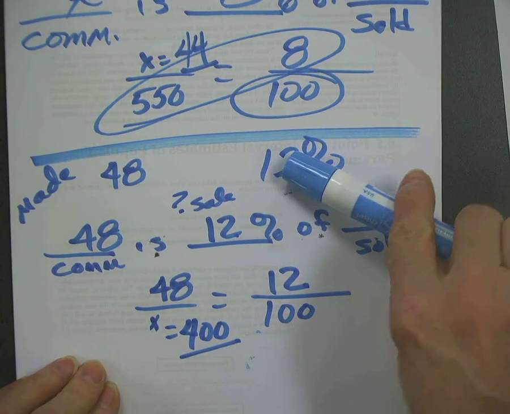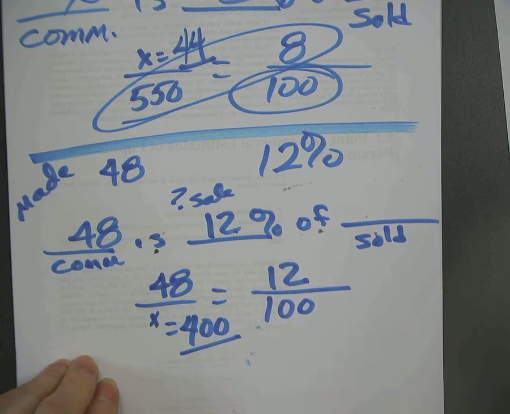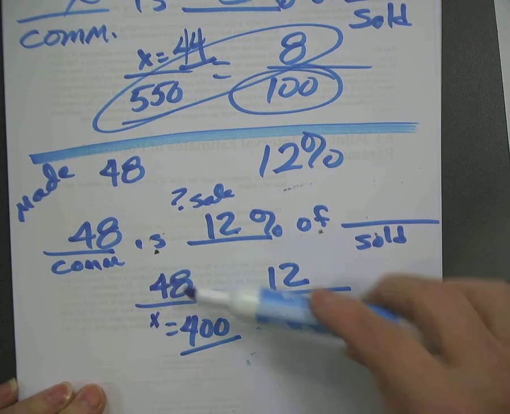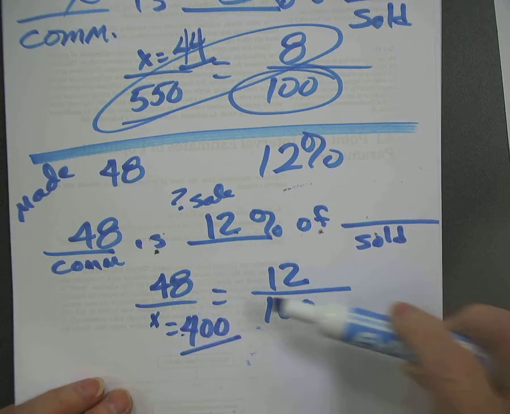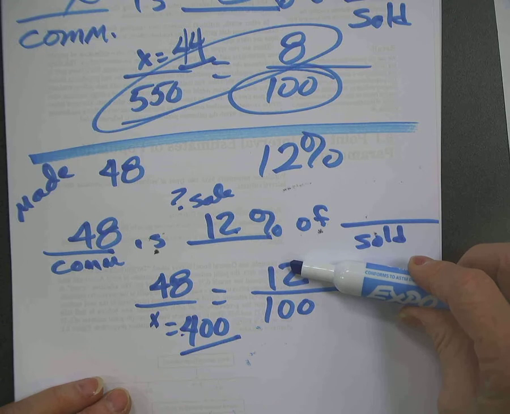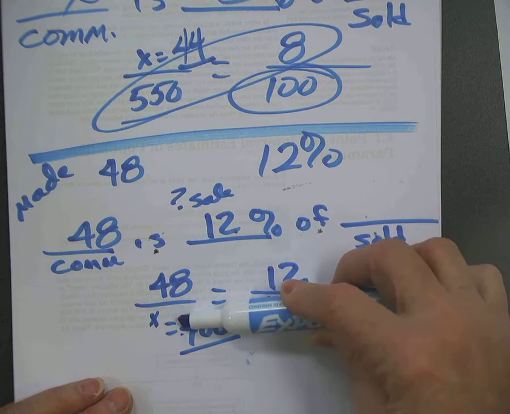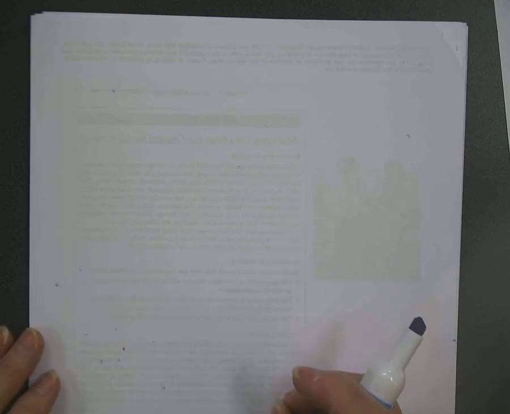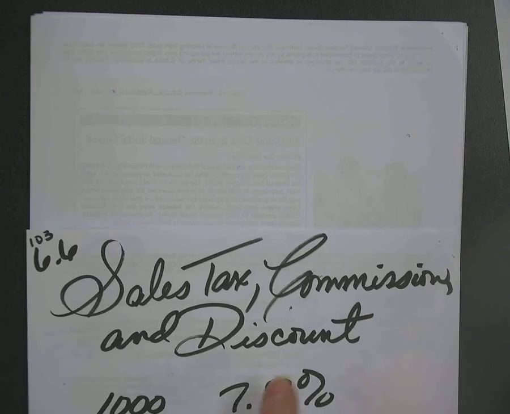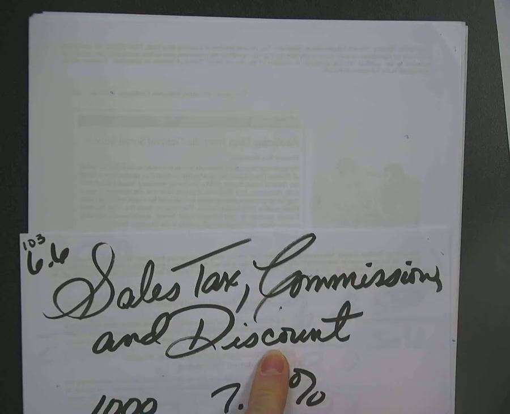So this sales tax and commission, they're both pretty much the same thing. Remember your commission is a percent of what you sold. The sales tax is a percent of what you sold, and that's your tax. So, put them in the sentence if you don't know where to put the stuff, and it'll make sense to you. We had one more thing. We had sales tax, commission, and discount. Let's do the discount.